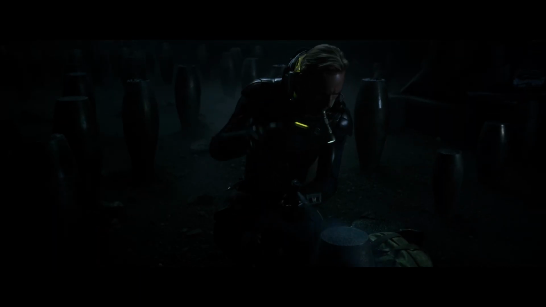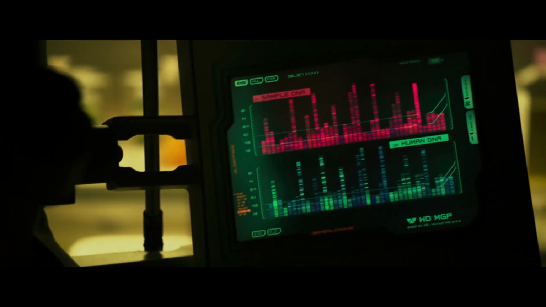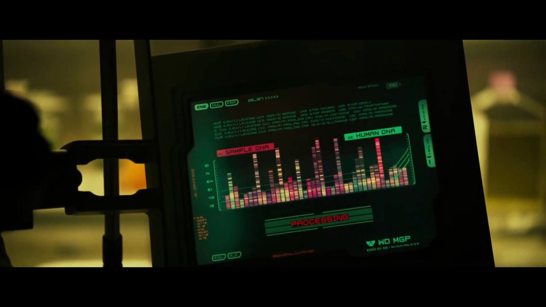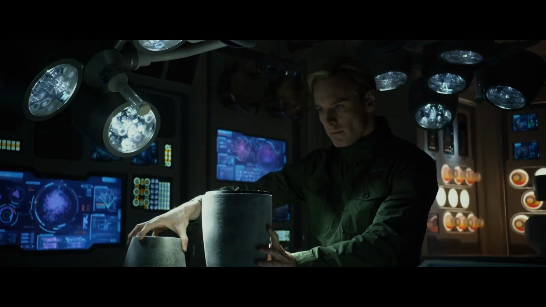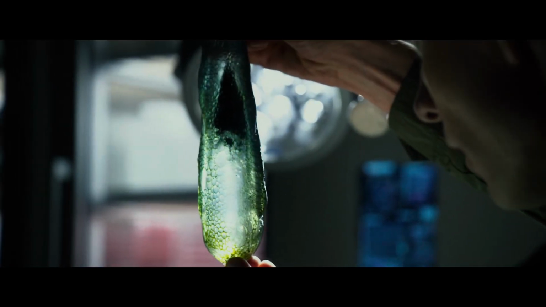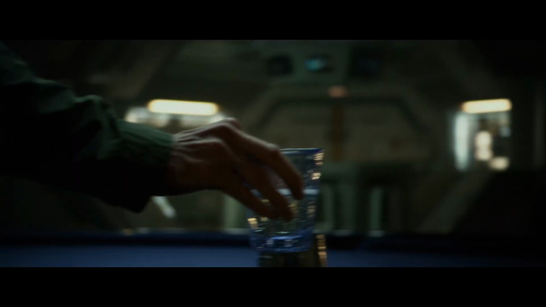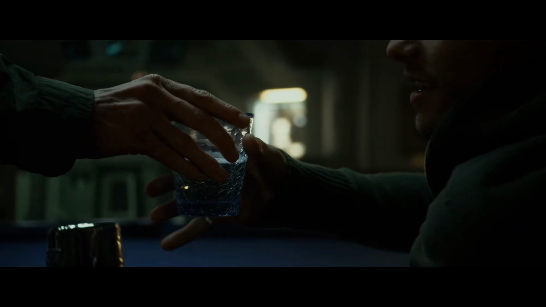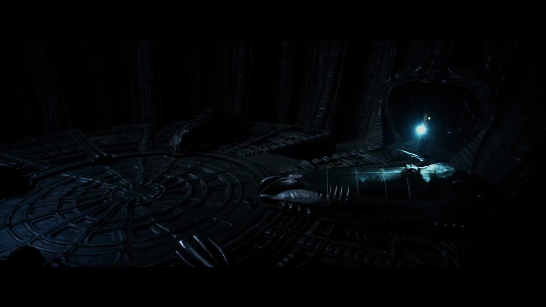David secretly takes a cylindrical vase with him, while most of them ooze a black liquid. In the ship's laboratory, it is determined that the engineer's DNA matches that of humans. David examines the contents of the vase. He deliberately spikes a drink with a small microbial sample and gives it to an unsuspecting Holloway, who drinks it. Shortly after, Shaw and Holloway have sex.